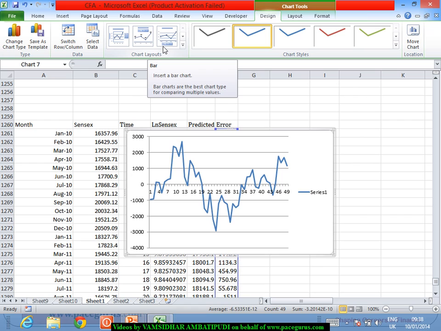For the first few periods the error is positive, and after that for the next few periods it is negative, and again for small periods it goes up and down. So you see some kind of correlation existing between the errors in a significant manner.